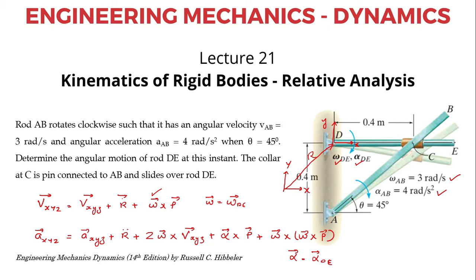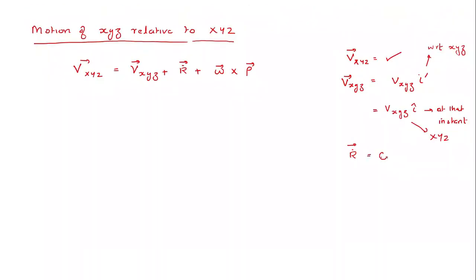But you see, this small xyz does not translate. It simply rotates with respect to the point D. As the rod DE rotates, this small xyz will rotate along with it since it is embedded. So as such, r is fixed, so r dot will be equal to 0. So in this equation, r dot is equal to 0.